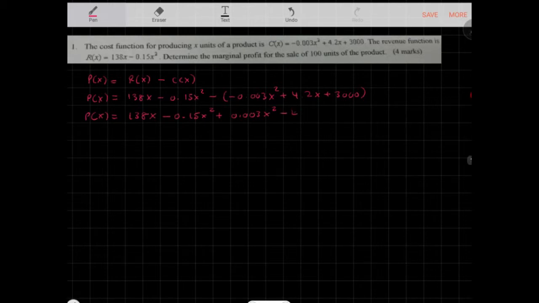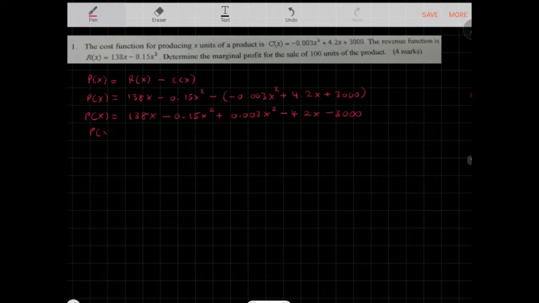So the profit function here is the revenue function minus cost function, so it's 138x minus 0.15x squared minus c of x, which is negative 0.003x squared plus 4.2x plus 3,000. And what I'm going to do here is I'm going to simplify it. So p of x here is 138x minus 0.15x squared plus 0.003x squared minus 4.2x minus 3,000.